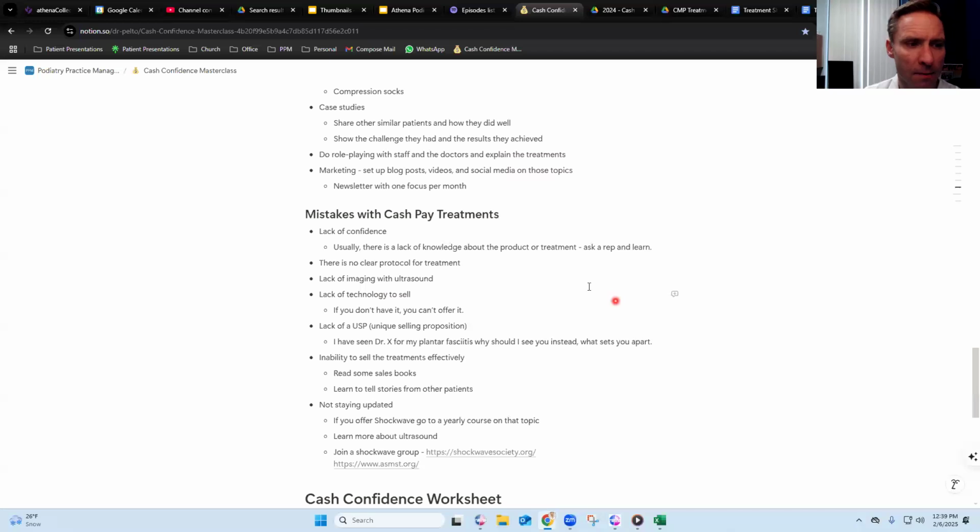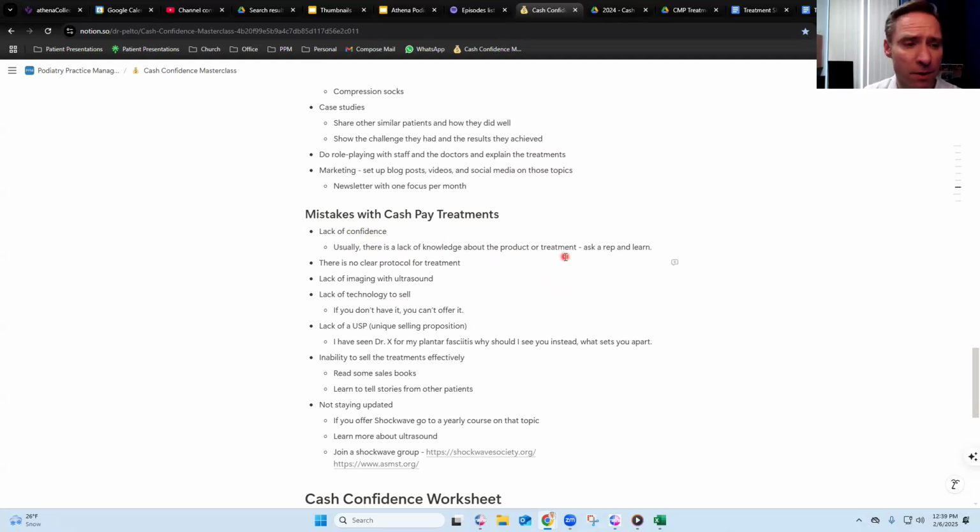Okay, I think there are some mistakes. These are mistakes that I have made in the past, so I want to share some of these. Hopefully, you won't make these same mistakes. Lack of confidence. I think usually there's a lack of confidence, mostly because of the product or the treatment. I lacked confidence about ABIs in the past, and I got a lot of training from the reps and things like that, and now it made sense, and I can do a lot more of it.